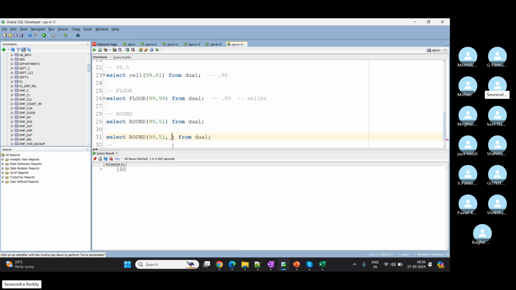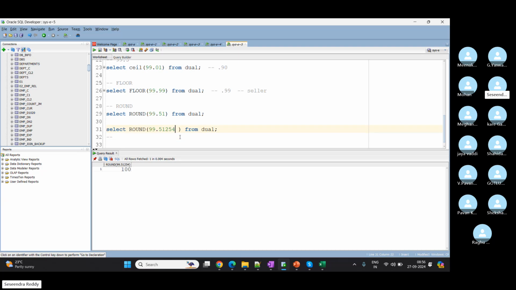Okay, so sometimes we may get bills like this, right? 51.5254. If we want to round figure it directly, we can leave it, no need to specify. So let's say we want to round figure it to two decimals. Then, comma, and we can specify how many decimals we want while using round. If I say 2, it will round figure up to 2 decimals.